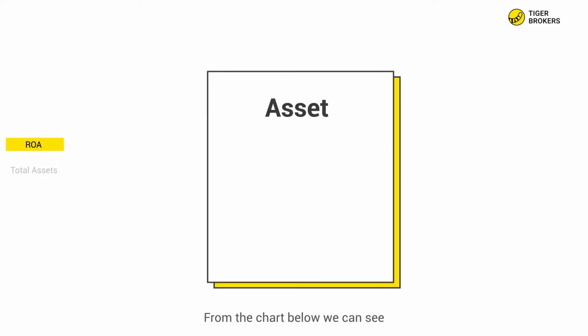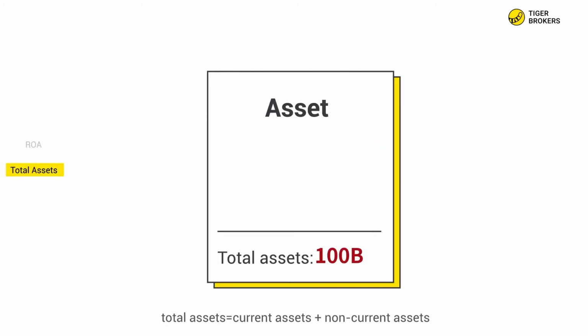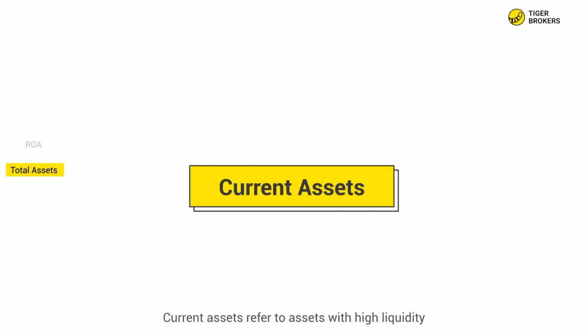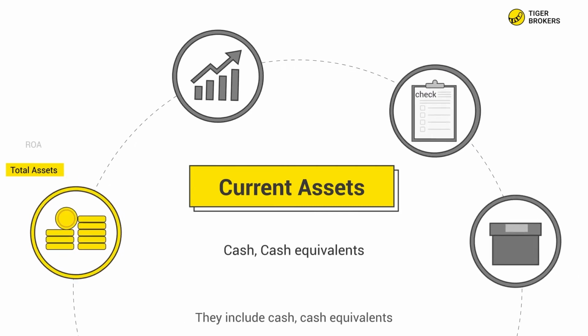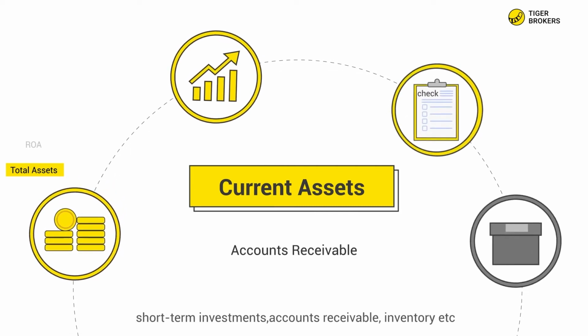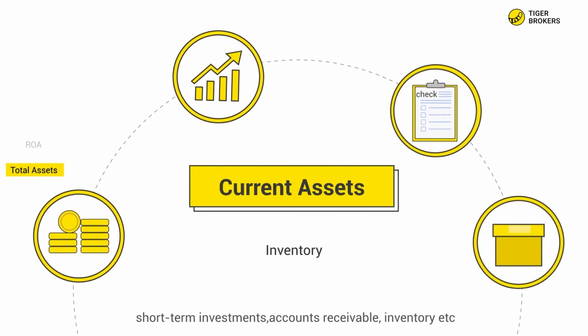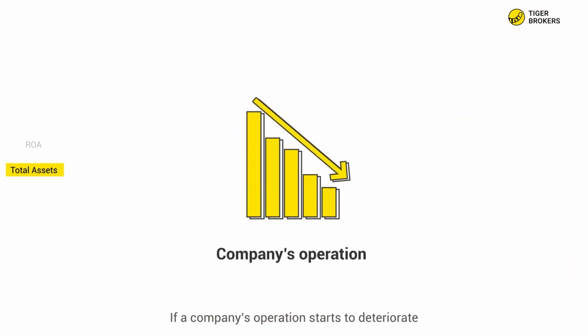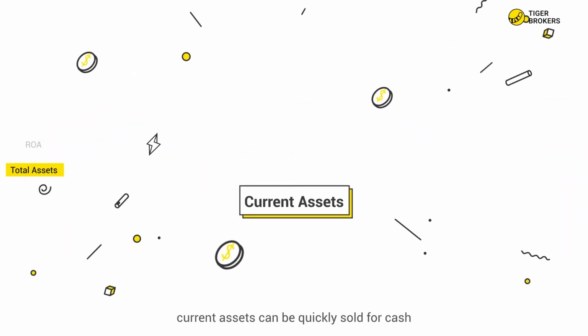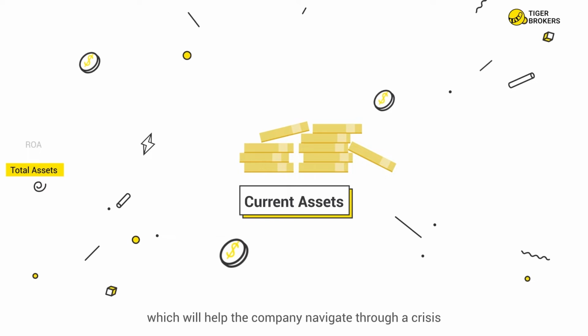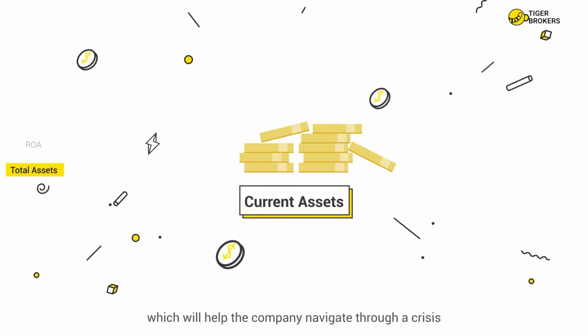From the chart below, we can see total assets equals current assets plus non-current assets. Current assets refer to assets with high liquidity. They include cash, cash equivalents, short-term investments, accounts receivable, inventory, etc. If a company's operation starts to deteriorate and working capital begins to dry up, current assets can be quickly sold for cash, which will help the company navigate through a crisis.